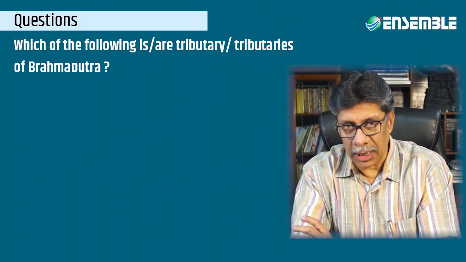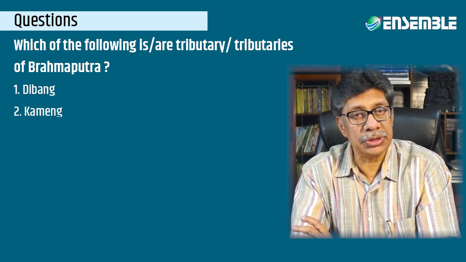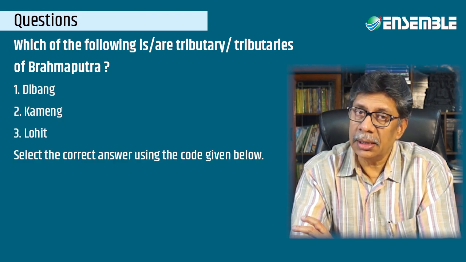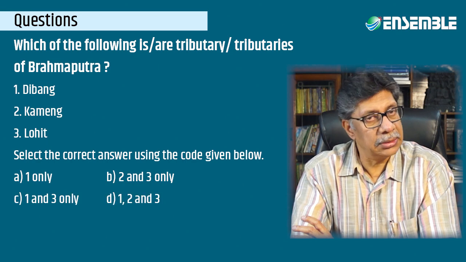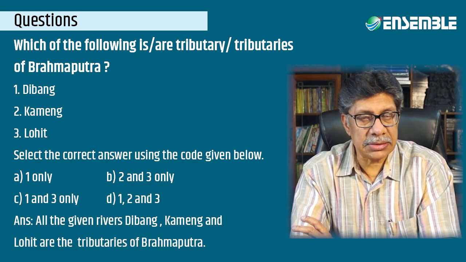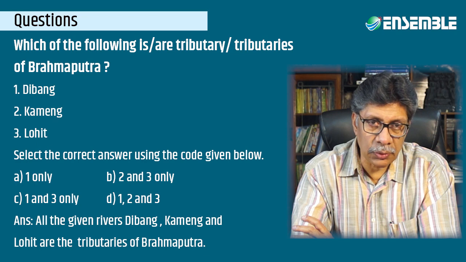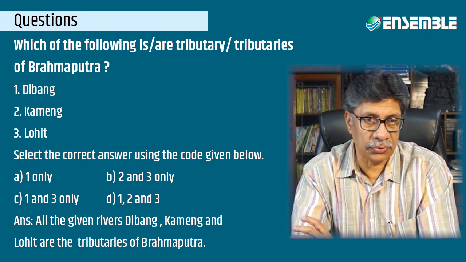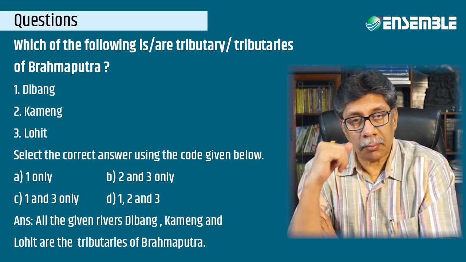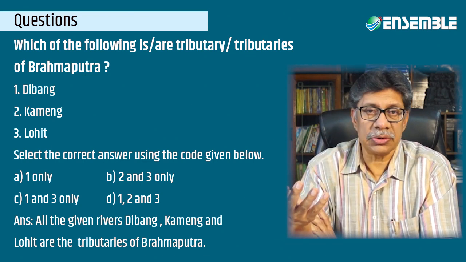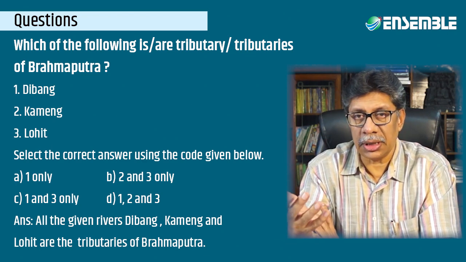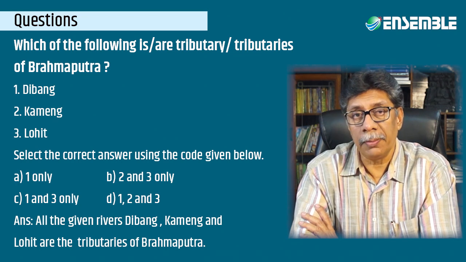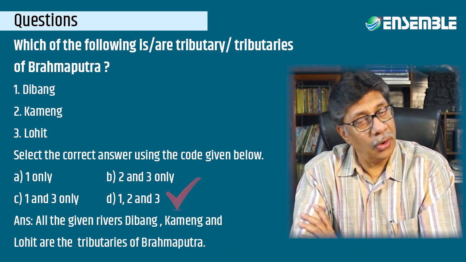Take a look at your screen at some of the questions that have been asked from drainage. One of these questions: which of the following is or are a tributary or tributaries of Brahmaputra? Dibang, Kameng, Lohit. Students are asked to select the correct answer using the code given below: 1 only, 2 and 3, 1 and 3, 1, 2 and 3. The answer in this case is D, because all the given rivers, Dibang, Lohit and Kameng, are tributaries of Brahmaputra.